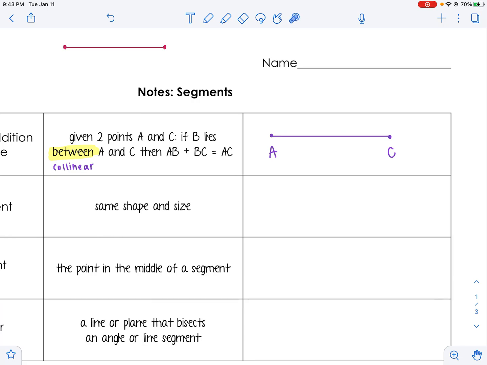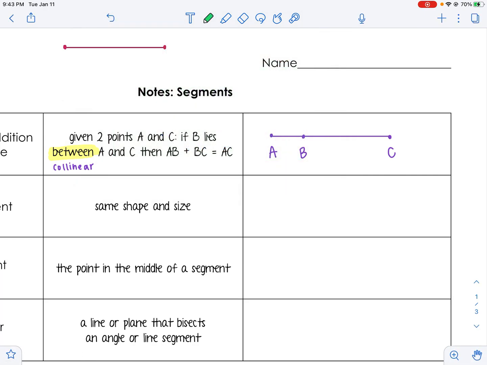And when we say between them, we don't mean up here or down there between. We mean somewhere on there between. It doesn't really matter where you put it. For now, I'm going to put it a little to the left. There's point B. Now, it says if B lies between A and C, then AB plus BC should equal AC.